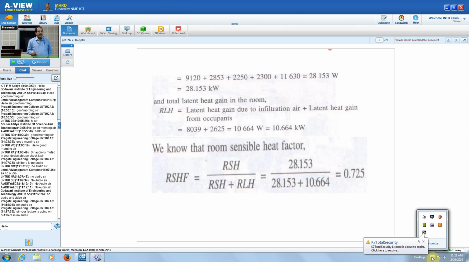Therefore, you know the formula: room sensible heat factor is room sensible heat divided by room sensible heat plus room latent heat. So we will get 0.725. Right? After this, clear? Just calculation, you have to substitute these values into the formula. Next slide.